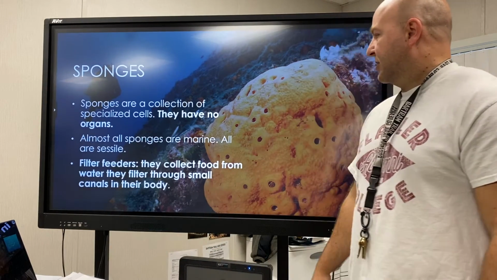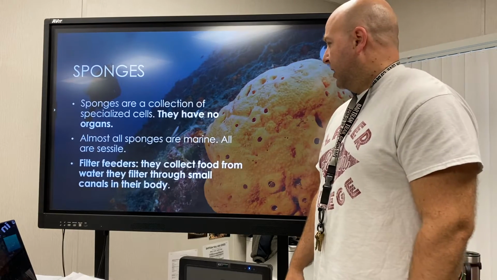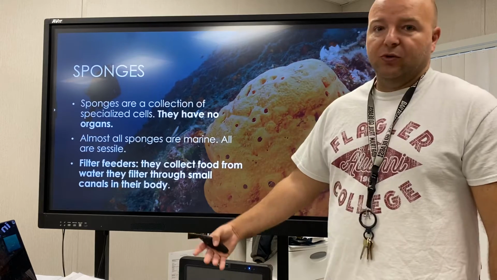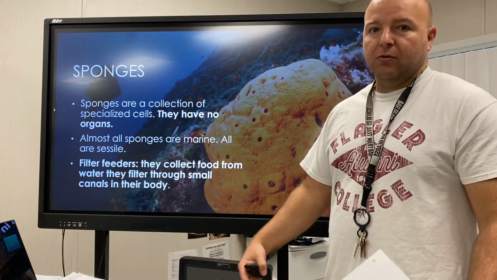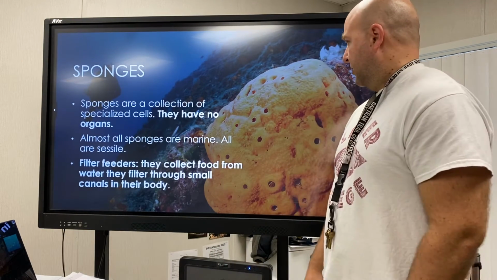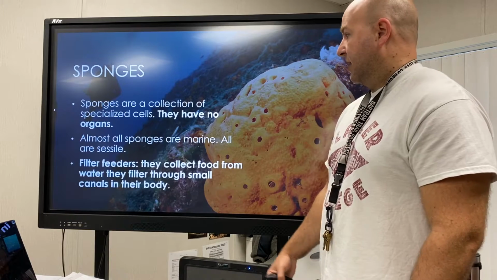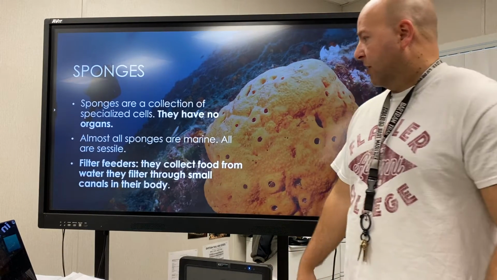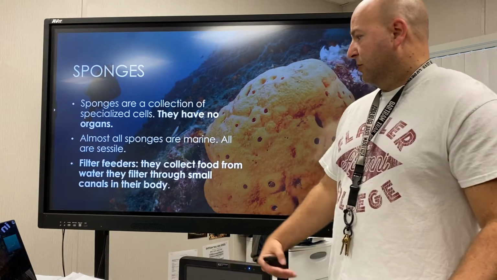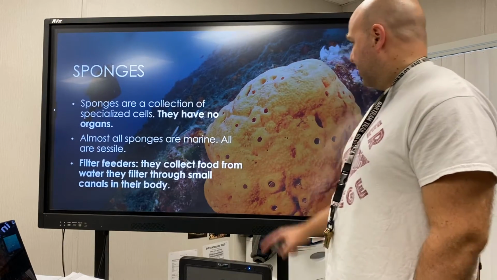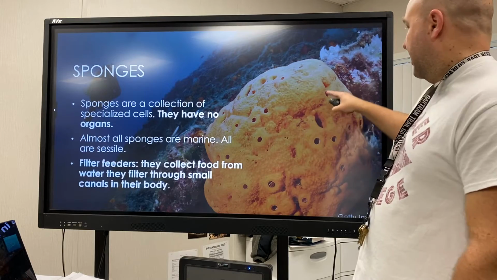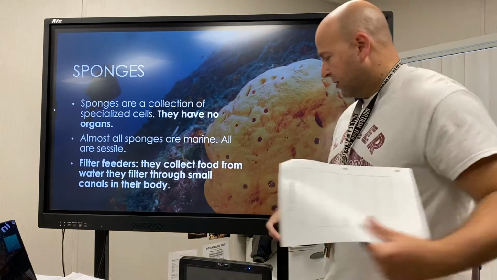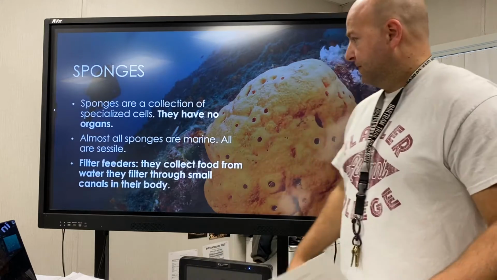Almost all sponges are marine, and they are sessile, meaning that they attach to a substrate. They attach to a rock or to some other surface and just stay there. They are filter feeders, meaning they collect food from the water that they filter through small canals in their body. You can see the canals here. The food comes in as they suck water in, and they get rid of what they don't want.